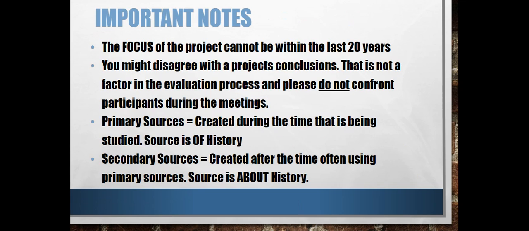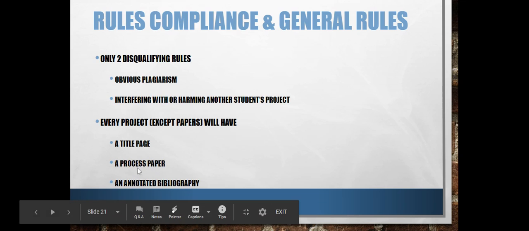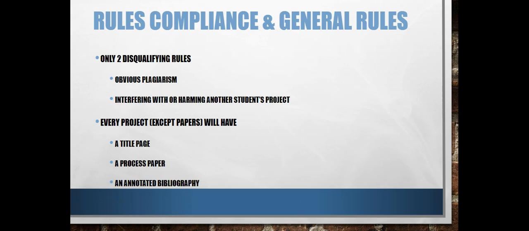And also, just for your note, primary sources are of history, secondary sources are about history. And the process paper, I mentioned the process paper here. It is a maximum 500-word paper. Students are asked to answer the question, how did they pick their topic? They are asked how they created their project. They'll also be asked how they did their research for the project. And then lastly, how it connects to the theme. So if you're having trouble trying to understand how their project connects to the theme, you can look at the process paper and it should be the last paragraph or so.